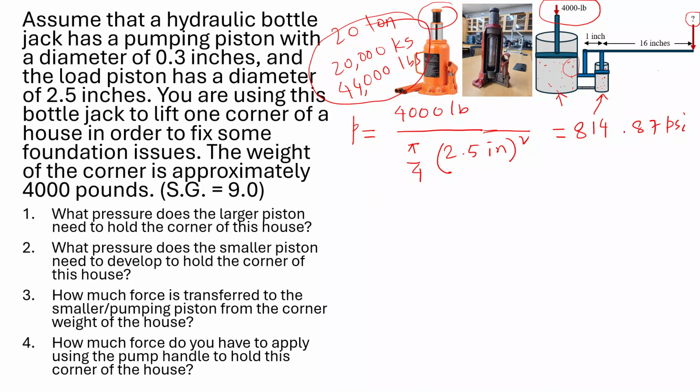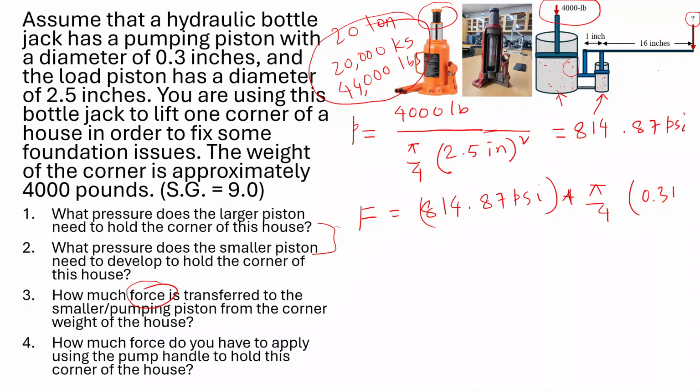So this is the force going into this small piston. Then the next question is asking, so both of them are basically the same answer, because based on Pascal's law, pressure will be the same everywhere. The next question is asking to calculate the force that is going to translate into this small cylinder piston. Simply force is equal to pressure, which is 814.87 psi, pounds per square inch, times the area of the small piston, which is pi by 4.